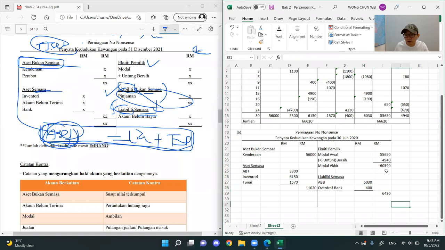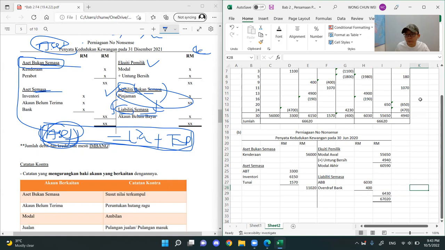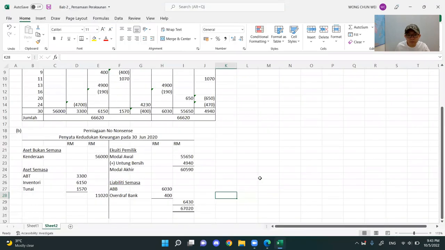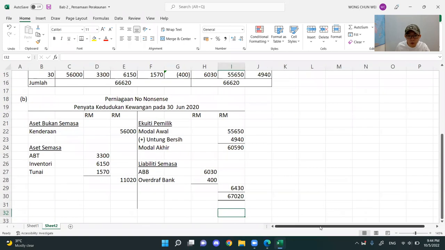Okay, so at the end, use this one plus this one, get this figure. This one, this is a final jumla, and this final jumla has to be one line, double line. Can you see it? All right, need to be one line, double line.